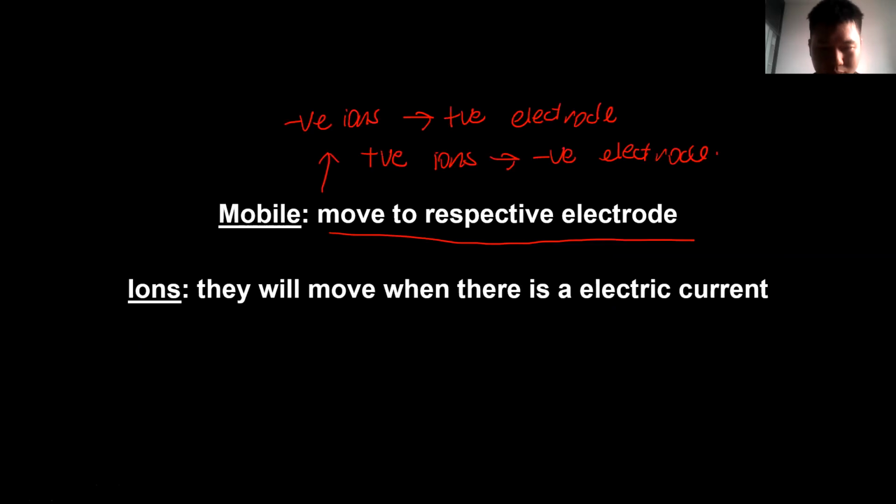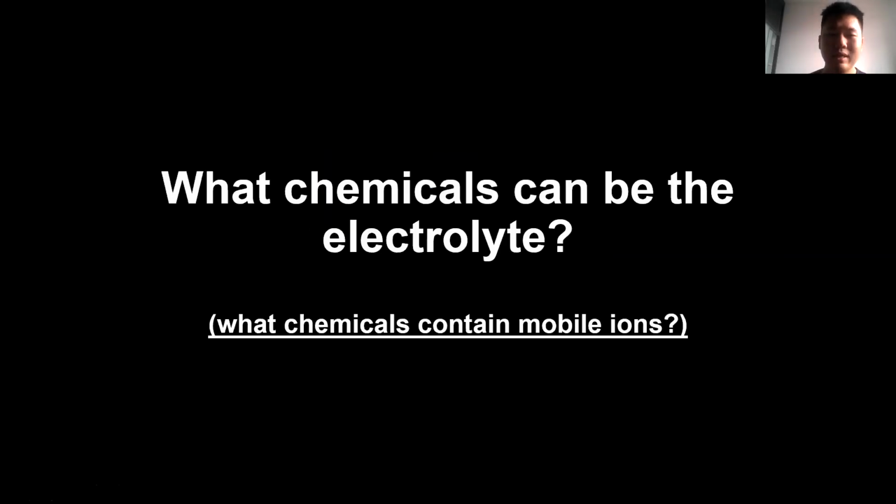So these are the reasons why we need mobile ions. We need them simply because we need them to conduct electricity, to close the circuit, such that there's a flow of electrons. And now that we know that these chemicals, electrolytes, need mobile ions, we have to think of what kind of chemicals can be electrolytes.